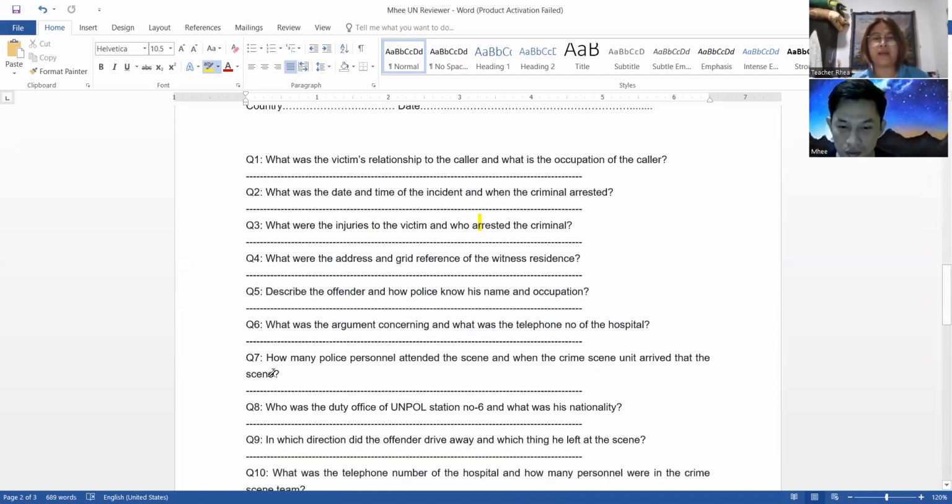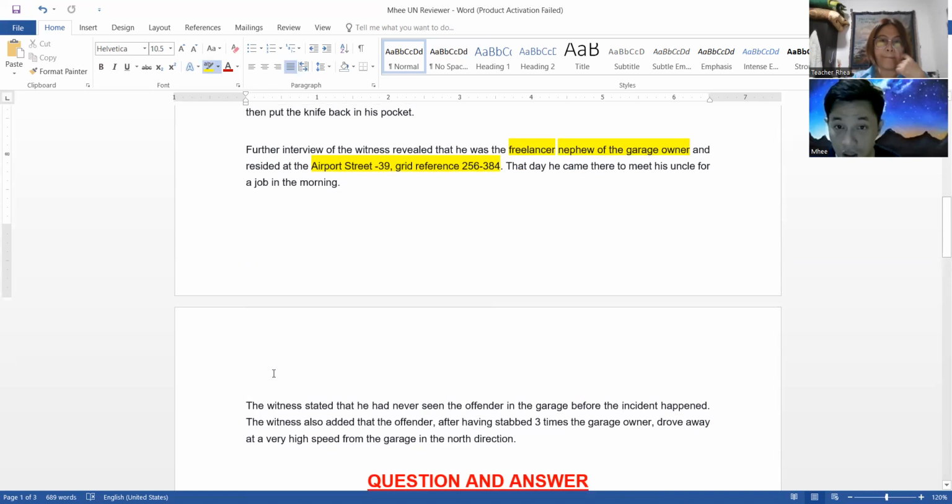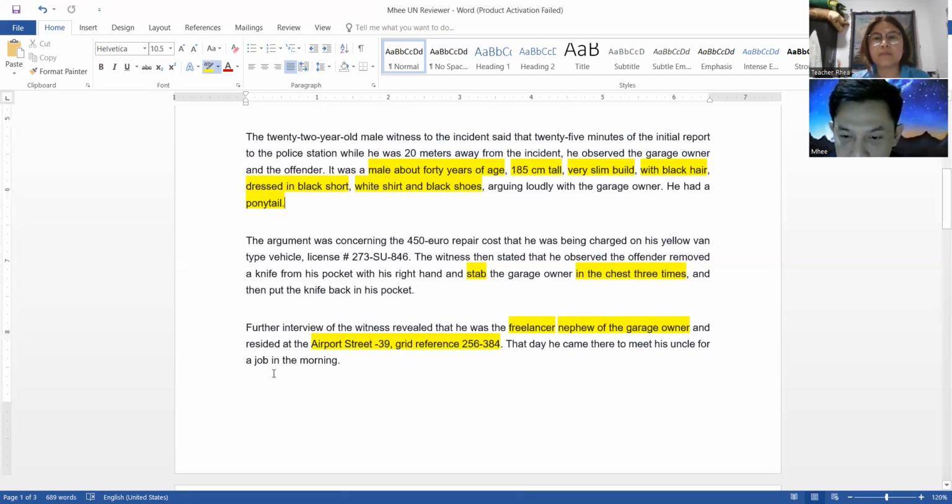So what was the argument concerning and what was the telephone number of the hospital? What are they arguing about? The 450 euro repair cost that he was charged in his vehicle.